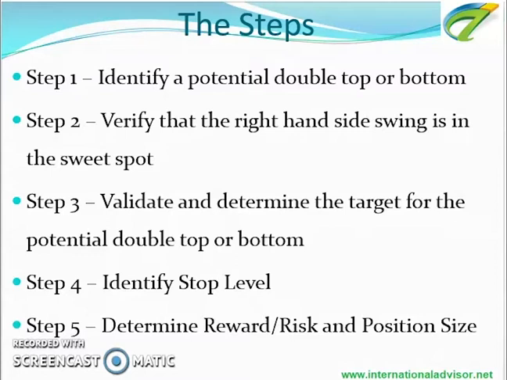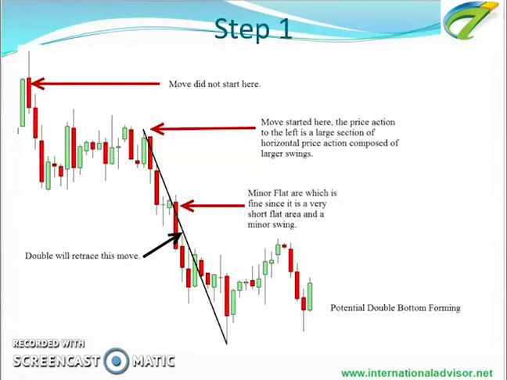Step 1. Identify a potential double top or bottom. Step 2. Verify that the right hand side swing is in the sweet spot. Step 3. Validate and determine the target for the potential double top or bottom. Step 4. Identify stop levels. Step 5. Determine reward to risk ratio and position sizing. Let's go by these steps one by one.